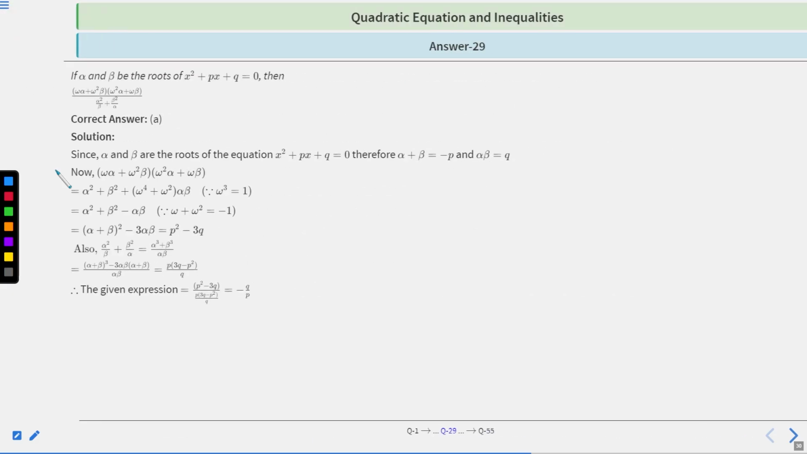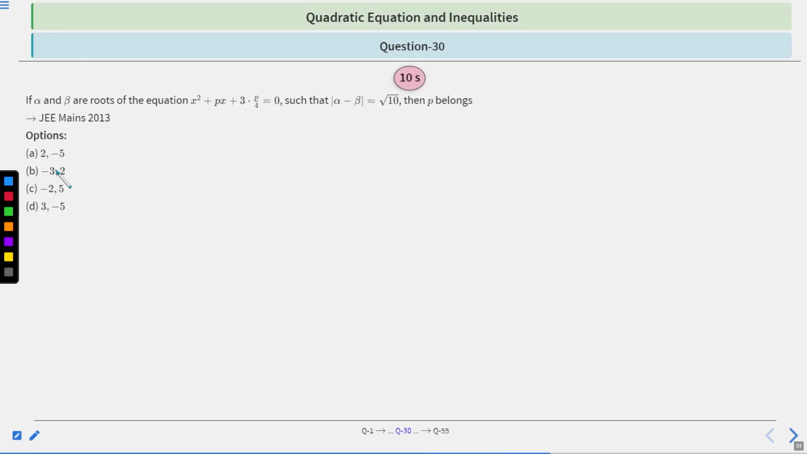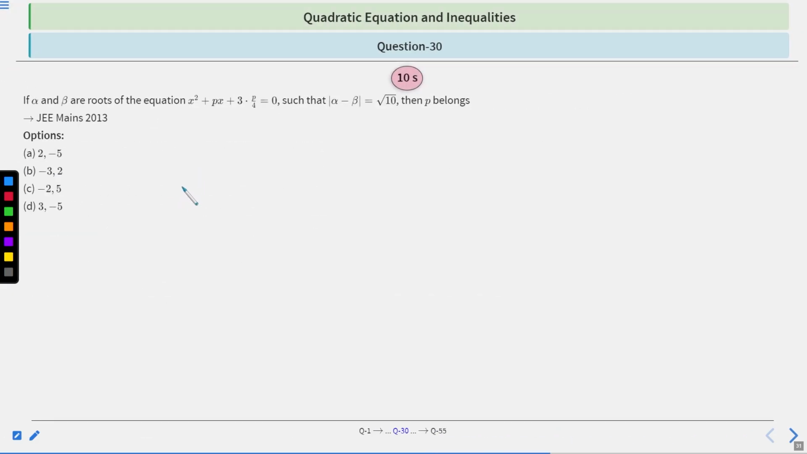Now let's discuss question number 30. If alpha and beta are roots of the equation x square plus px plus 3p upon 4 is equal to 0, such that mod of alpha minus beta is root 10, then p belongs to. Let's discuss the solution after 10 seconds.